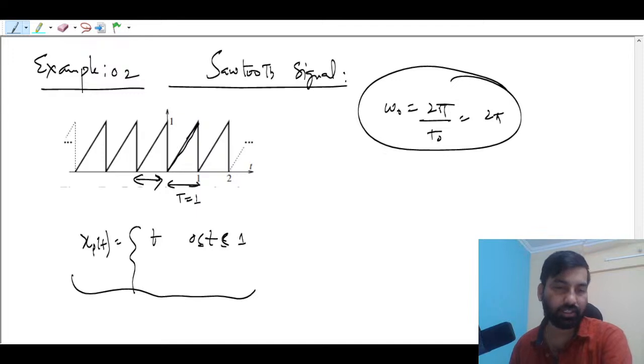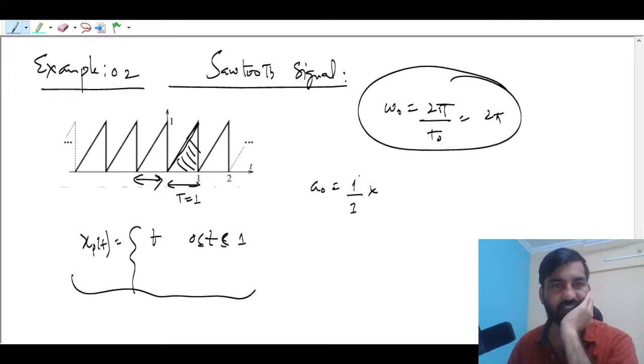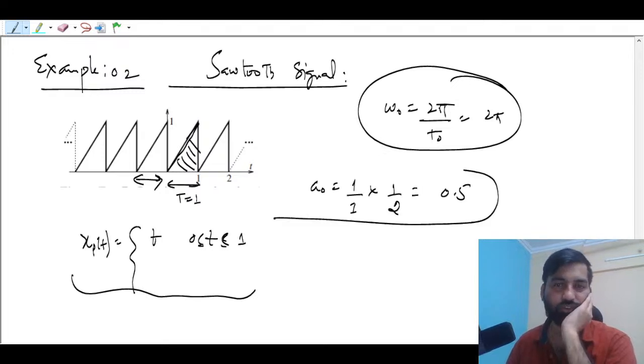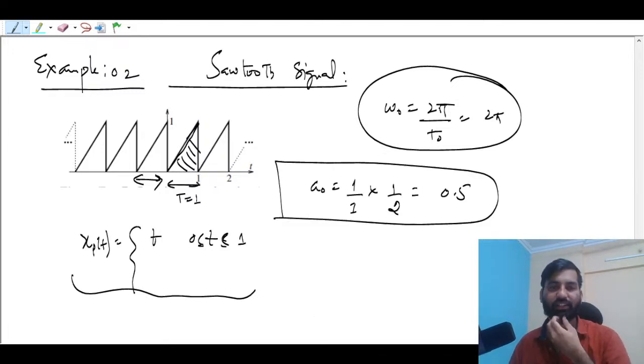And what is a0? You can find a0. A0 is nothing but the DC value. So the DC value is going to be, 1 is the time period, and the area under this, what is the area? Area is going to be 1 by 2, that is 0.5. So this can be found out by inspection, right? Okay, by inspection you can find out.